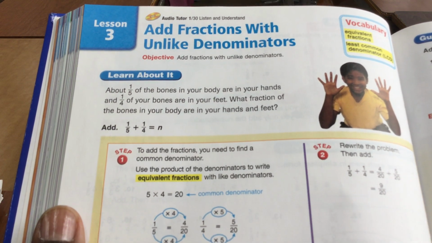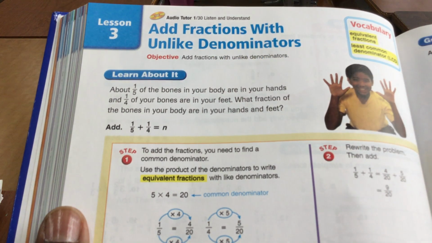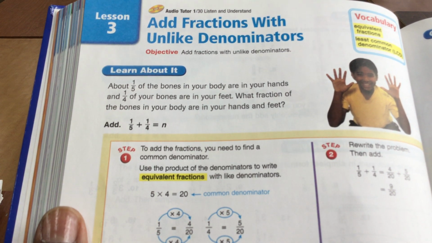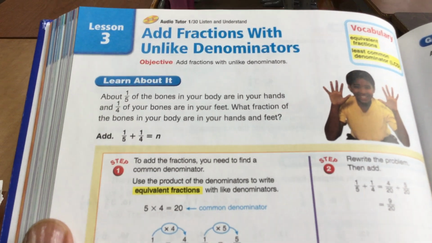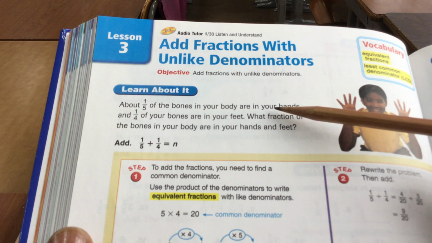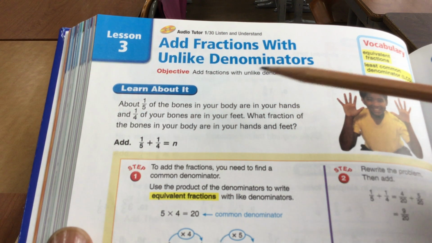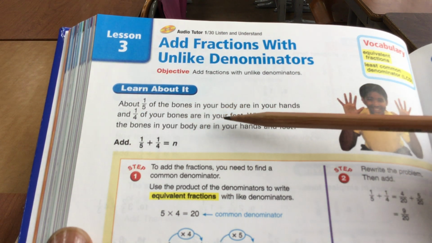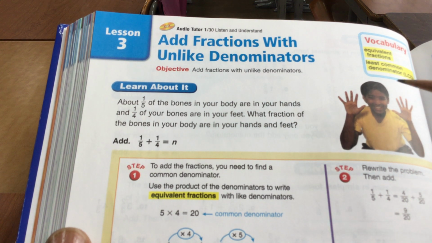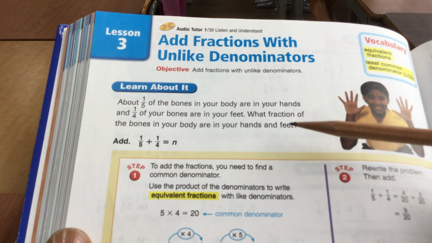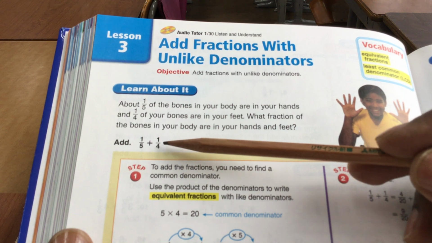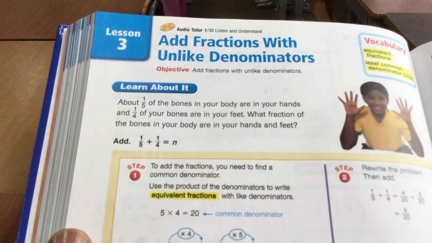Now, let's learn about it. Look at the example question. Please read the question along with me. It says, about 1/5 of the bones in your body are in your hands, and 1/4 of your bones are in your feet. What fraction of the bones in your body are in your hands and feet? So we're going to write the question out. Add 1/5 plus 1/4 equals n.